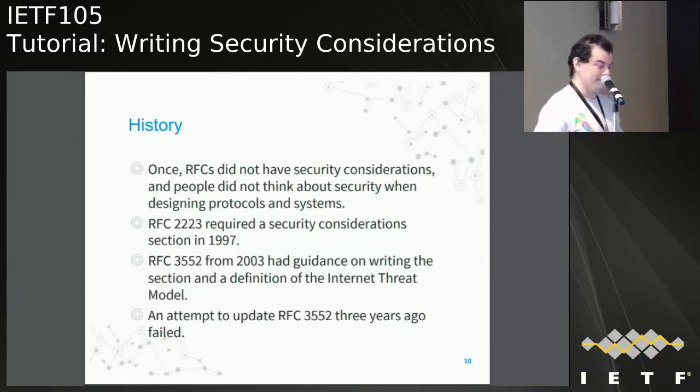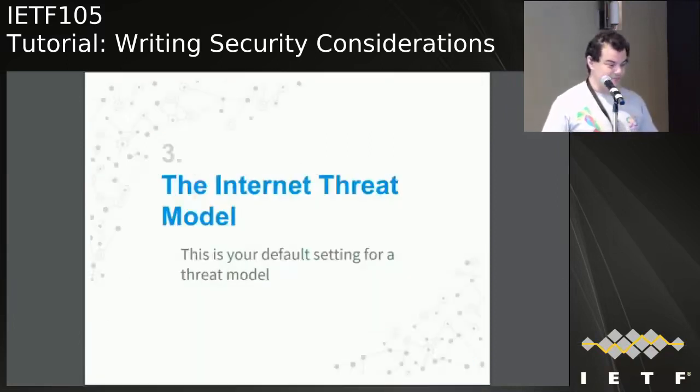So in 2003, we had RFC 3552. That's just guidance on writing security consideration sections, and it is quite a big RFC. It's a little outdated by now, but it's still mostly relevant, not entirely. We tried to update it a few years ago, and unfortunately we failed. We couldn't get the mass of people to review, comment and offer text, so that effort just died. So at the moment, this is what you have. The internet threat model is taken from RFC 3552, and you are encouraged to read that document.